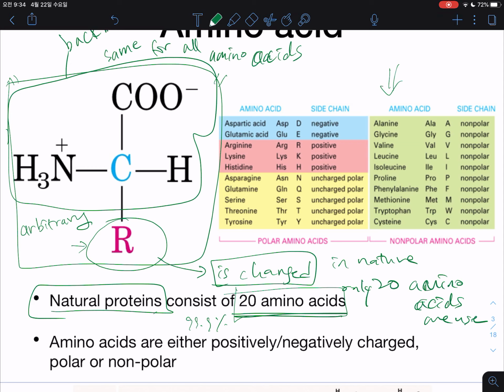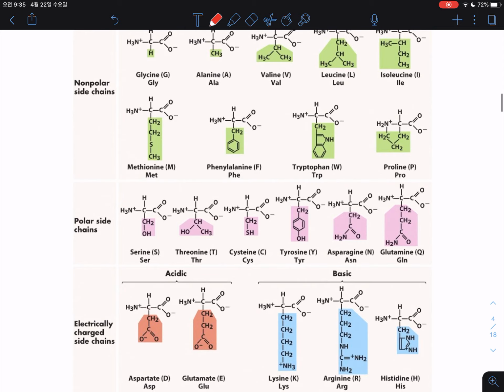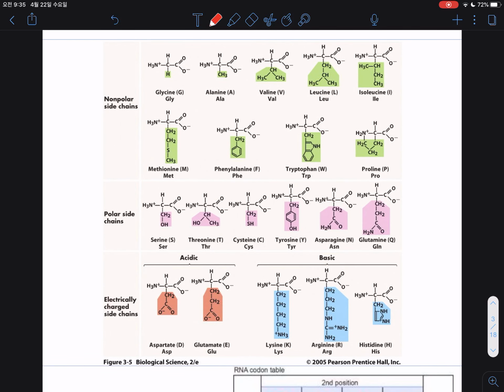the right side. Some are negative and some are positive, some are uncharged polar groups, and some have non-polar groups. This R group is called the side chain. The property of this side chain determines the whole physical property of the amino acid. This is the table, the structure of the 20 amino acids.